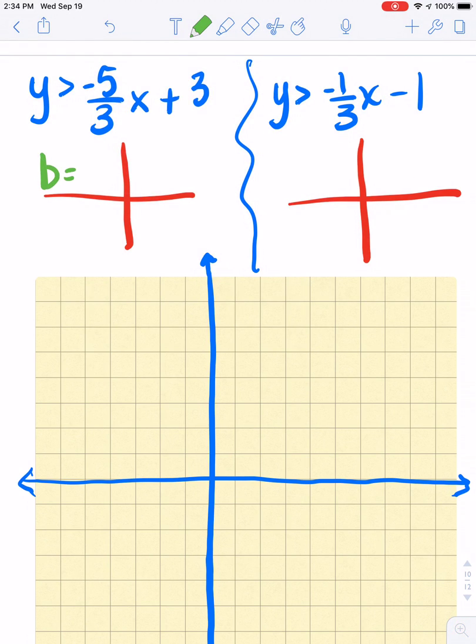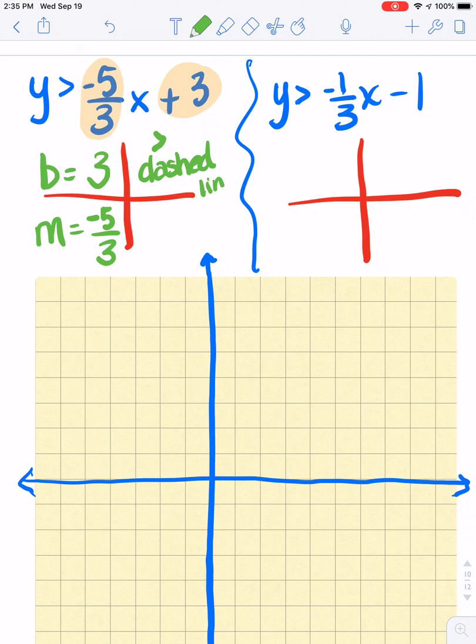So if I look at this, my b value is from right here, so that's going to be positive 3. My m value is going to come from right here, so it's negative 5/3. And if you have a negative, please put it with the top number, because that means your rise, instead of going up, will go down for the slope. Okay, if I have that inequality, it's going to be dashed as far as the line. And if I have that inequality, it's going to be shade above.